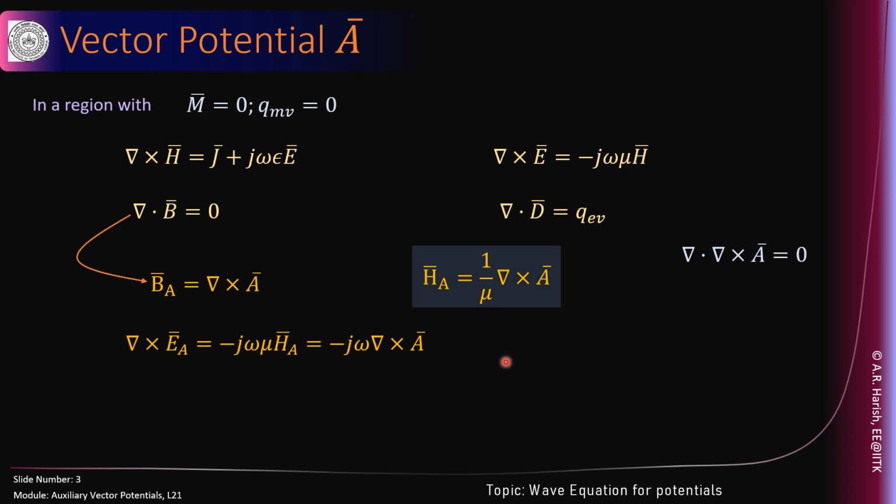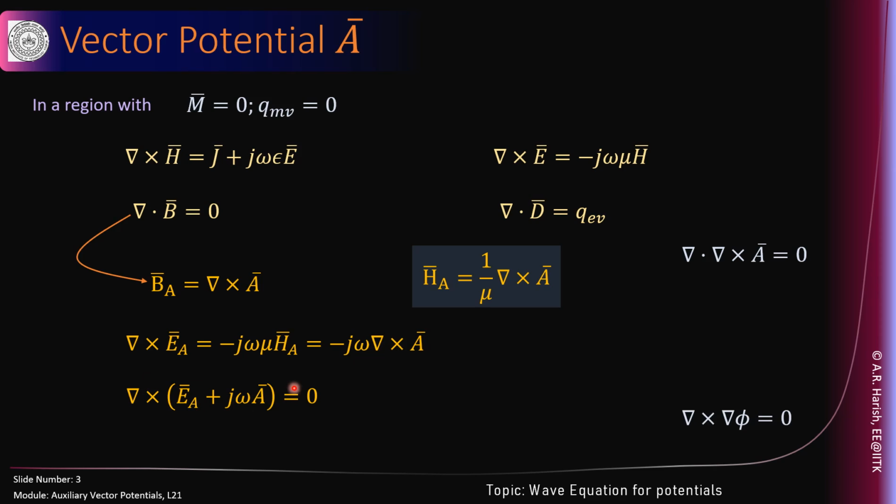Now what do we do? We will go to the next Maxwell's equation, the curl equation. Del cross E_A is from here minus j omega mu H_A, and H_A is known, therefore it is minus j omega del cross A. Okay, we can combine these two. Yes, we can write del cross of E_A plus j omega A is 0. We just have to bring it to the left hand side, take the del cross outside, very straightforward.